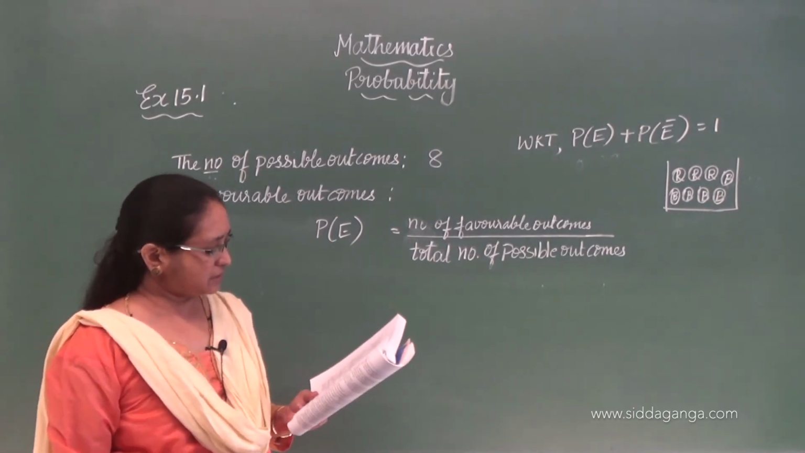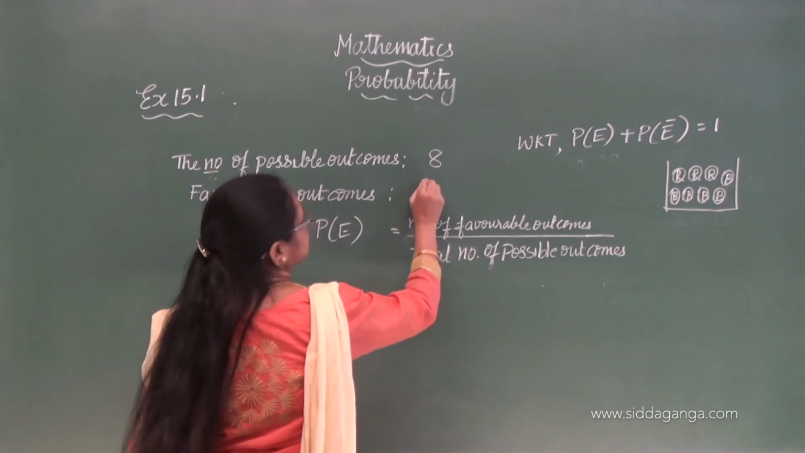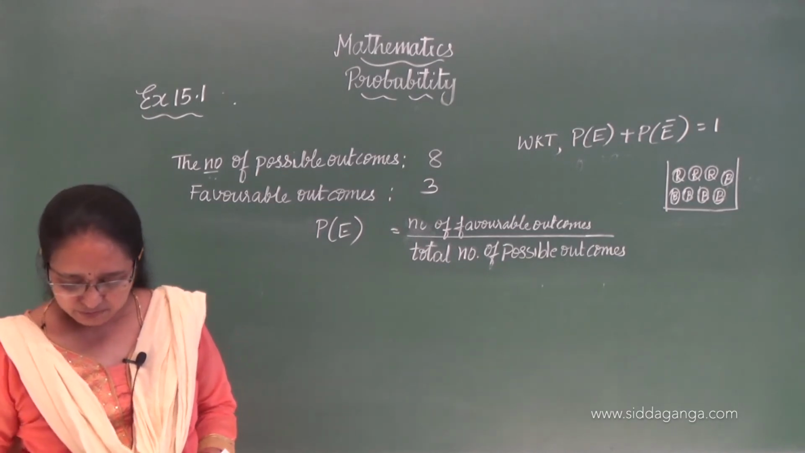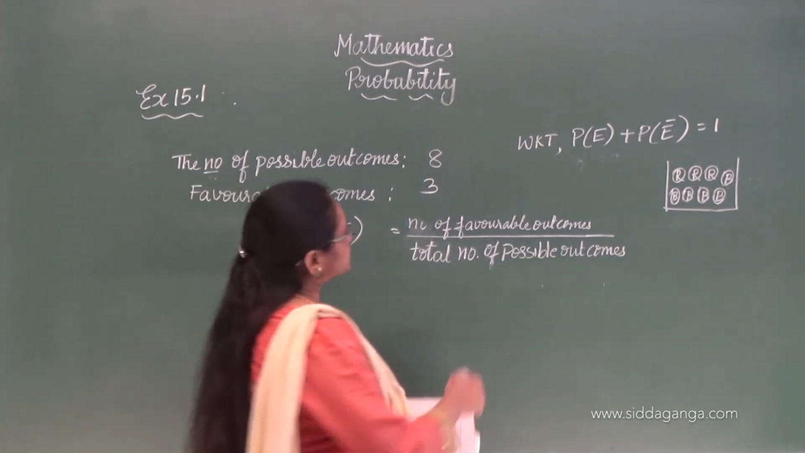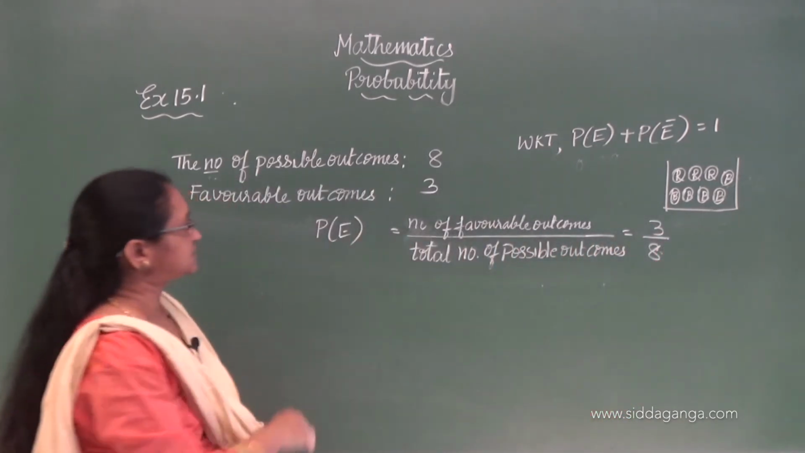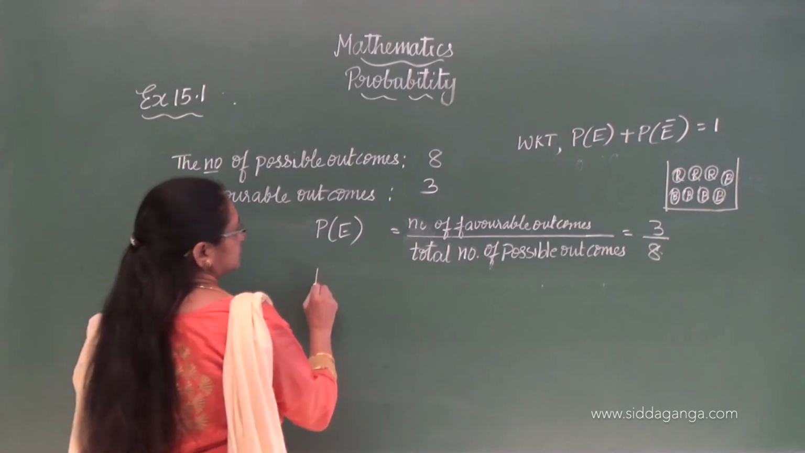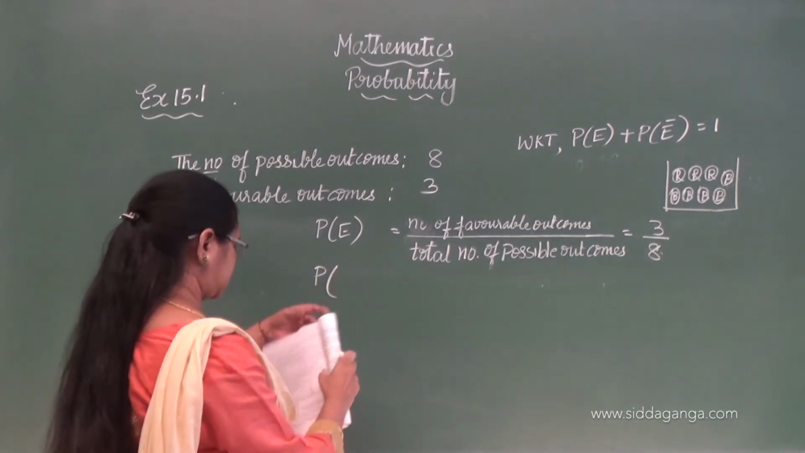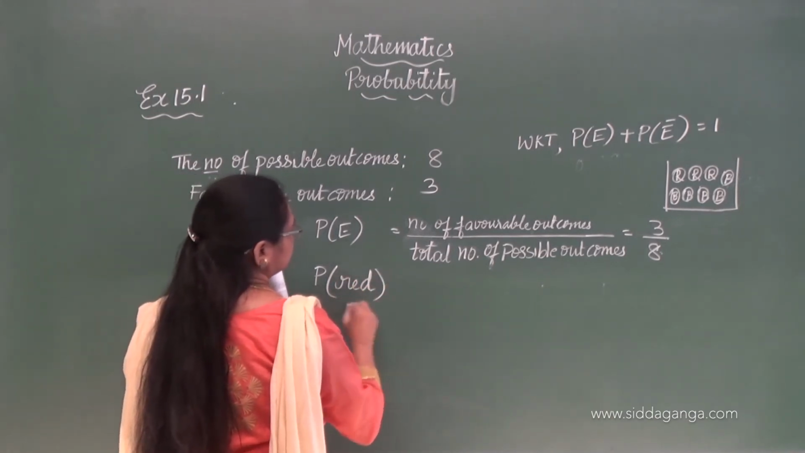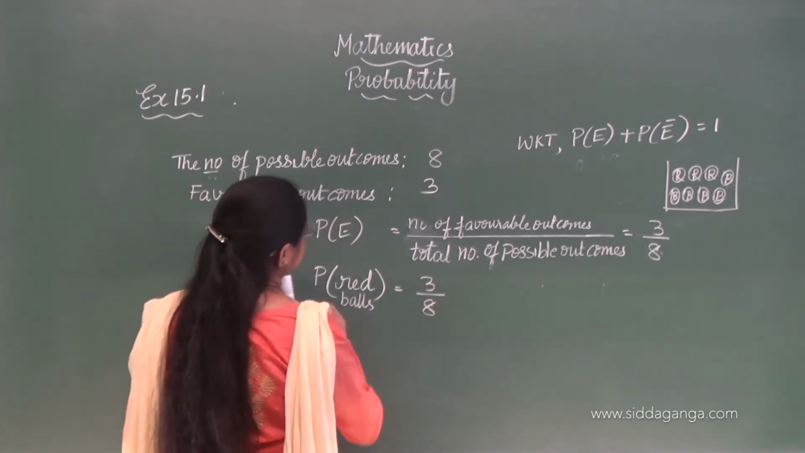Then favorable outcomes to an event. Because they are asking you to find out for the red, how many red balls are there? 3 red balls. Understood? So what is the probability? Probability is number of favorable outcomes, that is 3 by 8. See, you have to write once again. So you can write here P of E is equal to, or P of red balls, getting red balls, 3 by 8. So this is the answer.